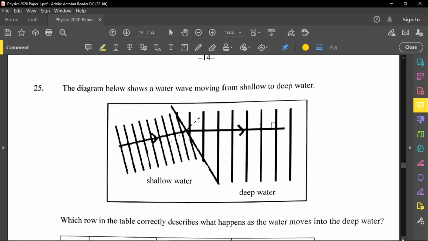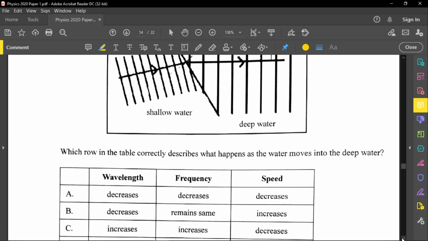So question number 25 says the diagram below shows a water wave moving from shallow to deep water. It asks which row in the table correctly describes what happens as the water moves into the deep. One thing you want to notice here is that the wavelengths are longer compared to in the shallow. And if you have longer wavelengths, it therefore means you have greater speed. Just to point it out. So let's look at the table to see what is happening here.